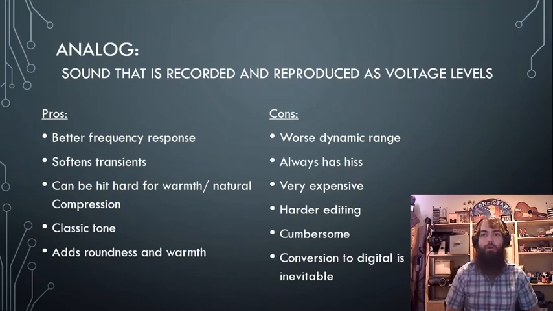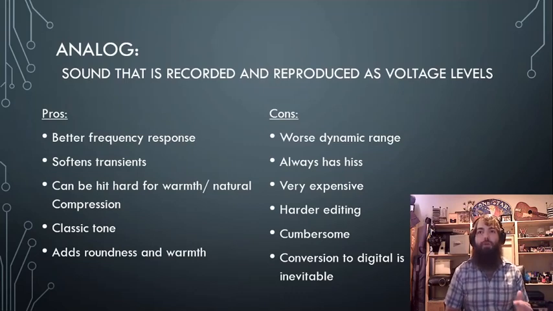It usually can be hit harder, usually resulting in more warmth or natural sounding compression. It's a very classic tone. And of course, it adds roundness and that warmth that we talked about. Some of the cons: it has a worse dynamic range, meaning the difference between the loud parts and the soft parts, because we talked about that headroom and the noise floor. Because it has a higher noise floor and a lower headroom, there's not as much of a difference between your loud parts and soft parts.